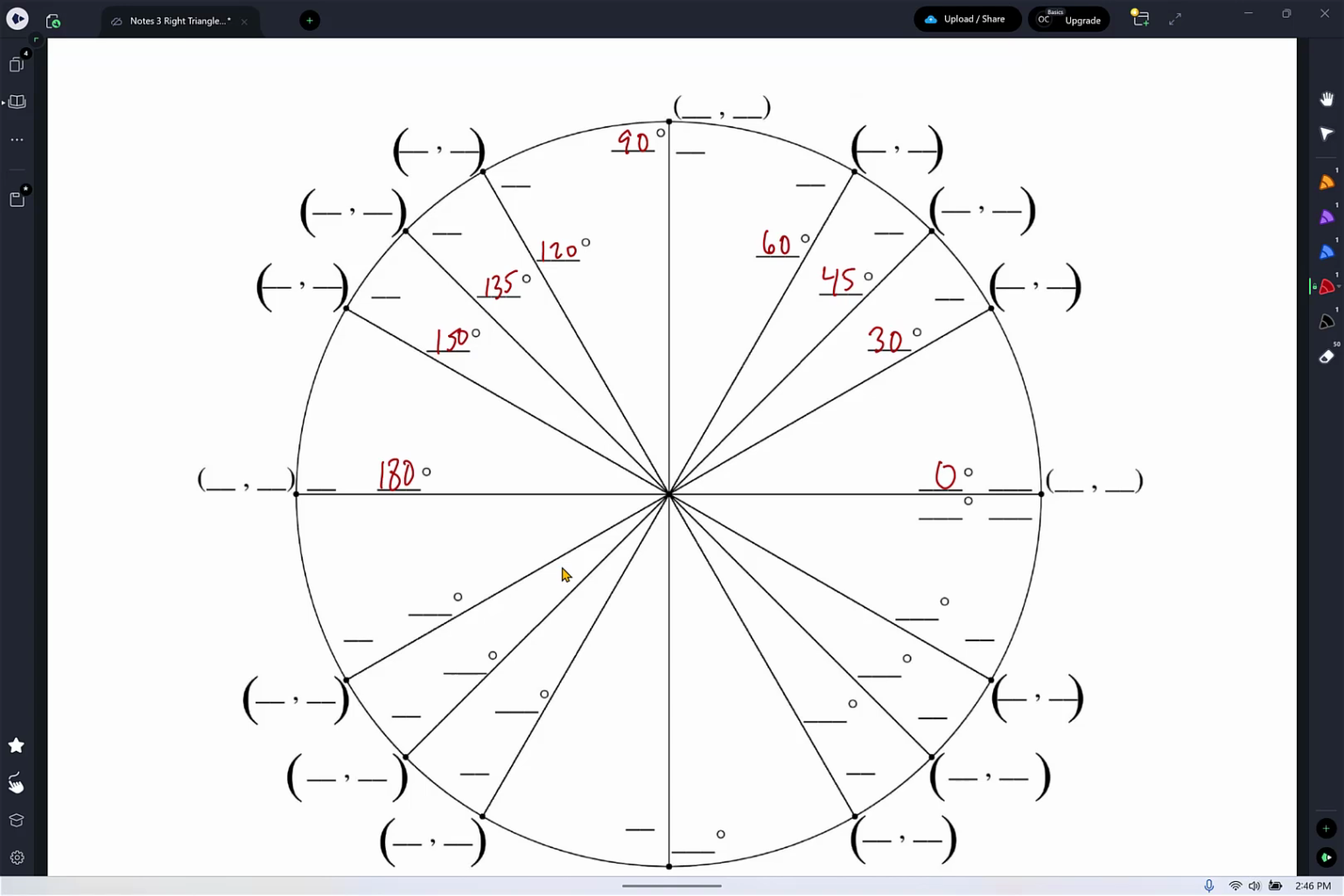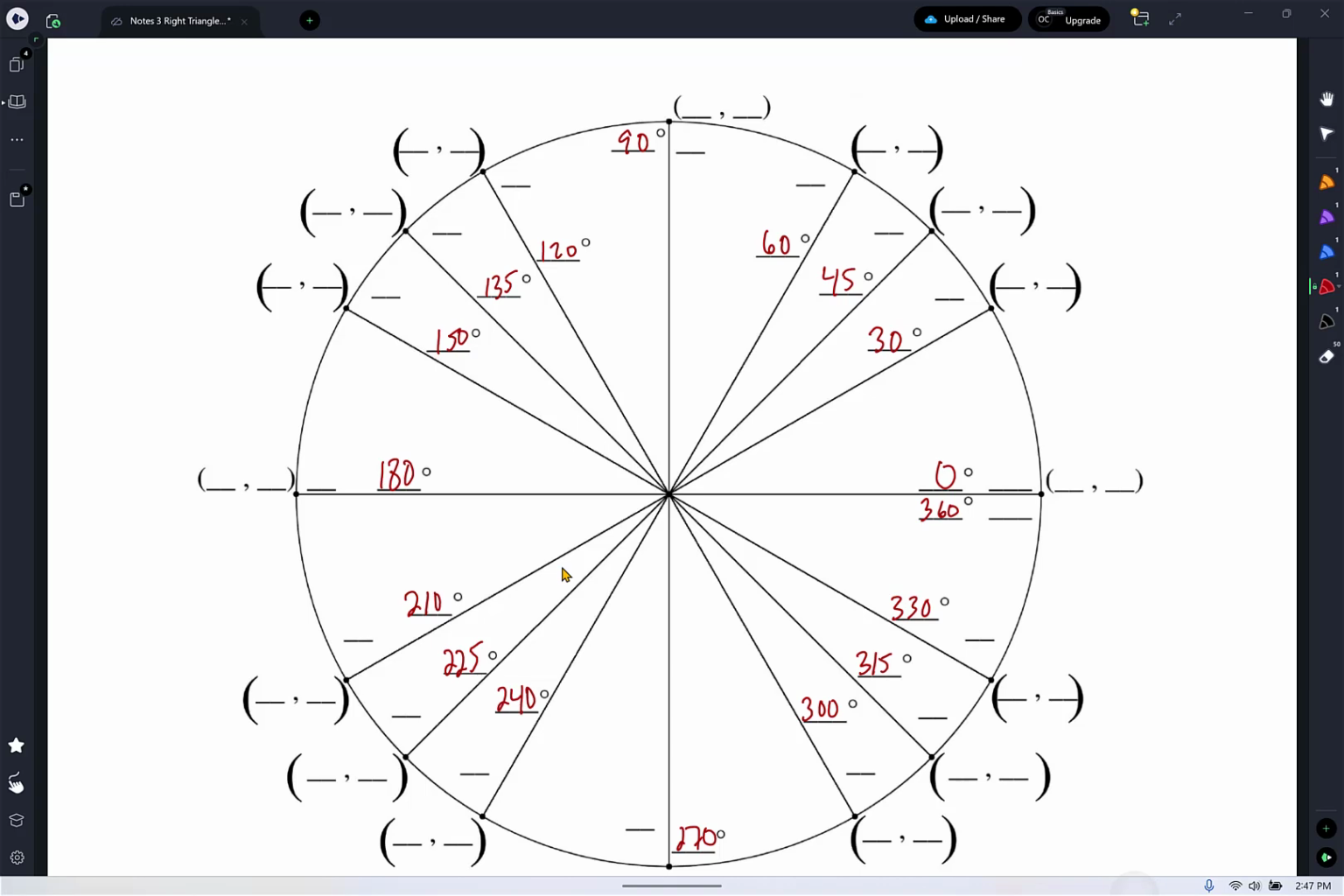What's 180 plus 30? 210. 210 plus 15? 225. 225 plus 15? 240. 240 plus 30? It better be 270. 270 plus 30? 300. 300 plus 15? 315. 315 plus 15? 330. 330 plus 30? It better be 360. That's how much one revolution is. Do you see how we did it?